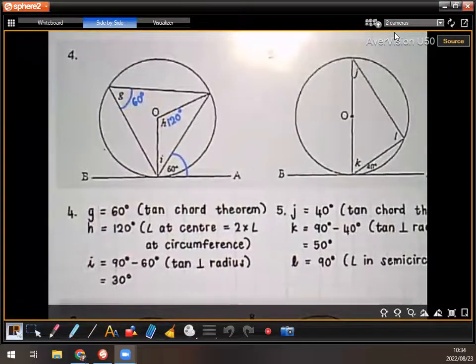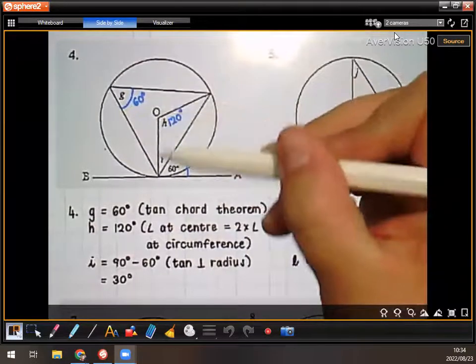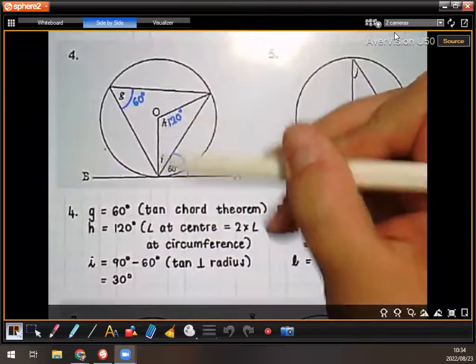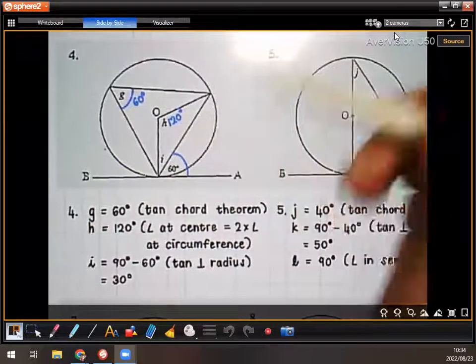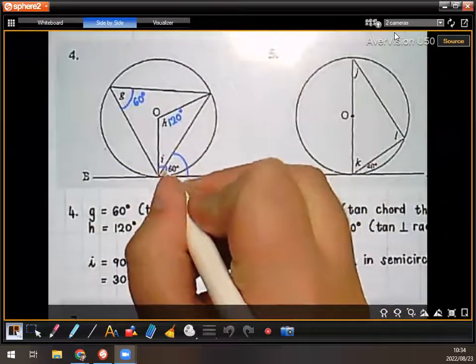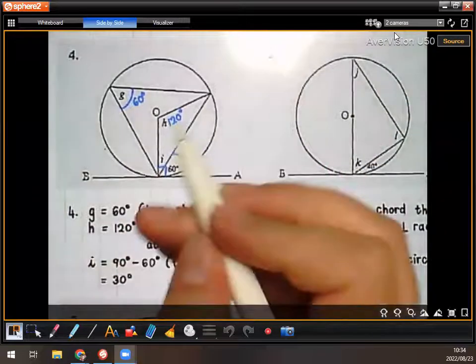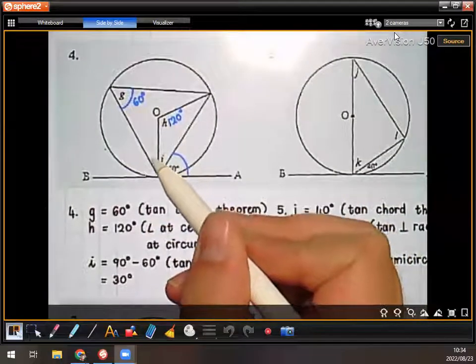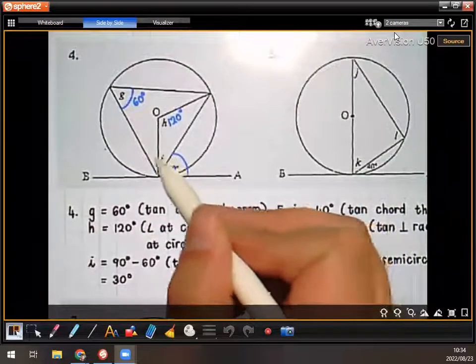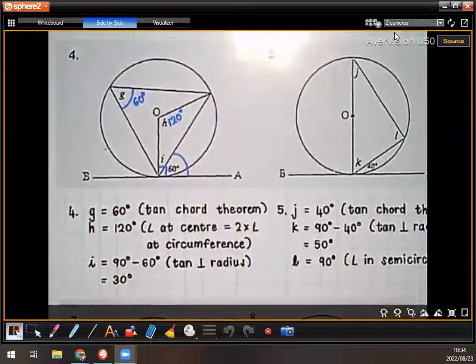And then for I, do we agree that this is a radius, right? And we know that a radius is always perpendicular to a tangent. So this whole angle is supposed to be a 90-degree angle. So if that part is 60, then I has to be 50 degrees. Right, because I and 50 degrees together should equal 90.